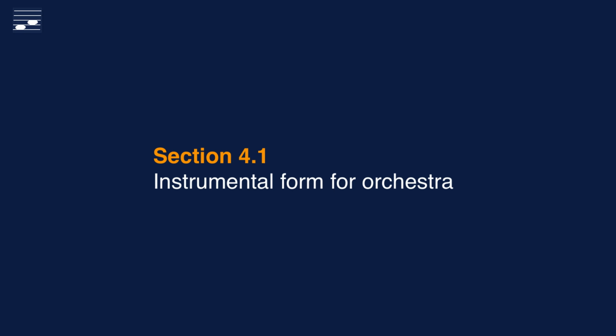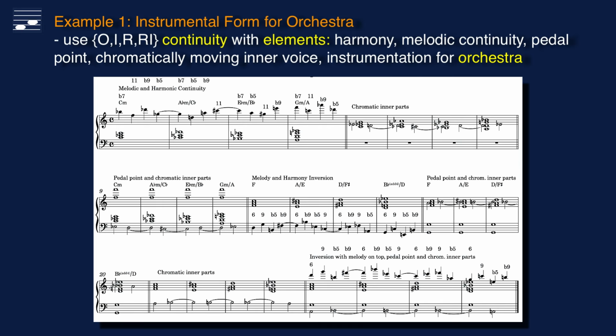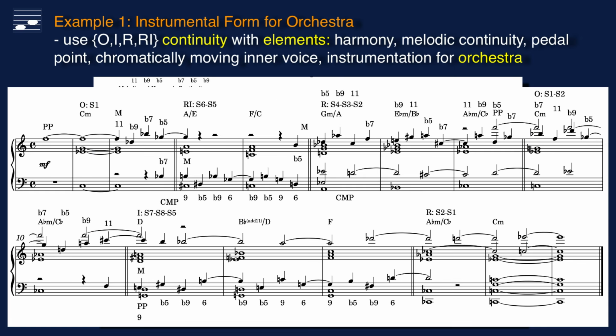The first example is an instrumental form for orchestra. We start from the score fragment with all musical elements in section 3.3: the chord progression with geometrical inversion forms, pedal point, chromatically moving inner parts and melodic forms. Add these elements to the 13-chord structure harmonic continuity with nearest note voice leading from section 3.4 and turn it into an instrumental form for orchestra.